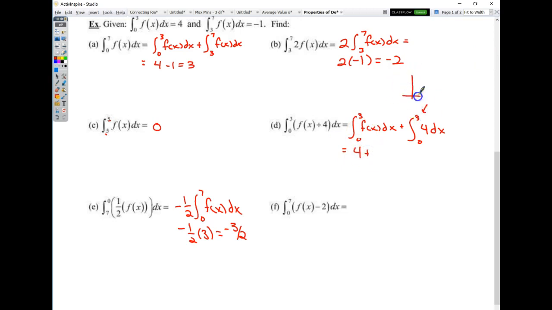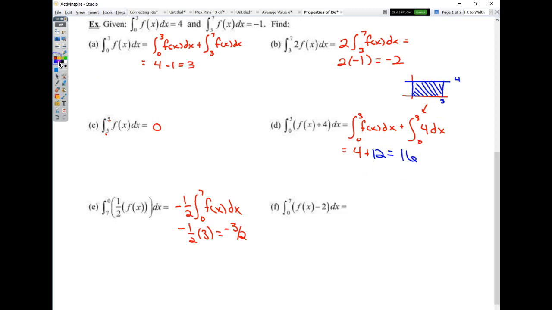So let's imagine what this graph looks like. My f of x is 4. So if I graph that, and look at this function between the endpoints of 0 and 3, you can see I simply make a rectangle with a height of 4 and a length of 3, which means this has an area of 12, giving me a final answer of 16.